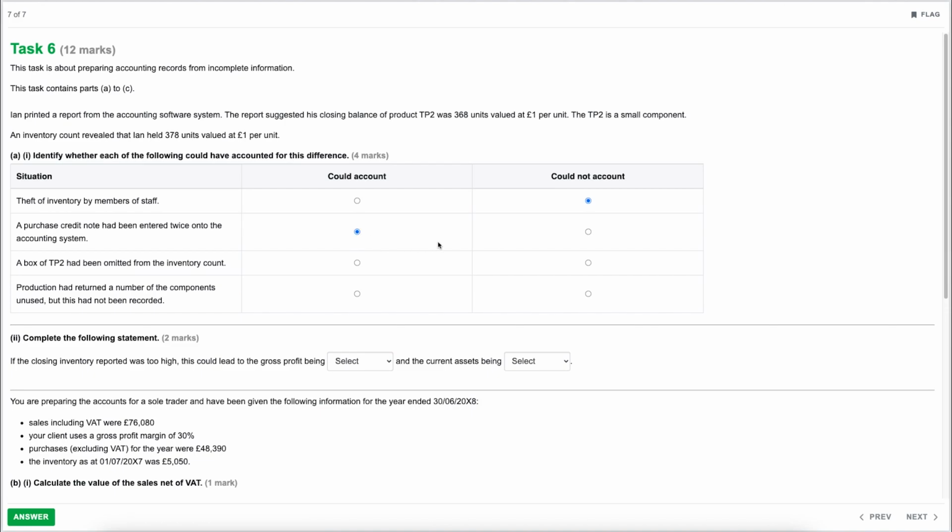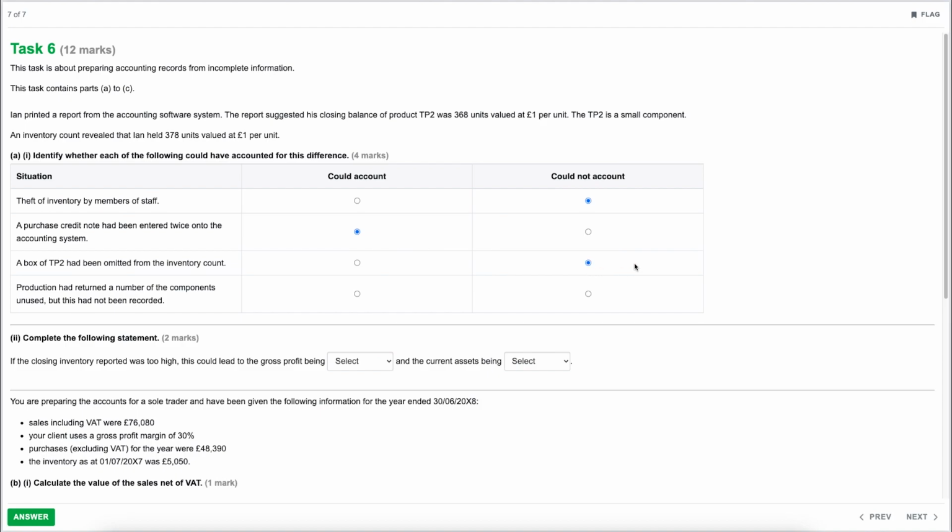The next one, a box of TP2 has been omitted from the inventory count. Well, that one, again, that definitely couldn't be a reason, because if you had omitted that from the inventory count, that would cause your inventory to be too low, as in your physical inventory. However, it's not, it's too high. So that wouldn't have caused the reason in this particular scenario.